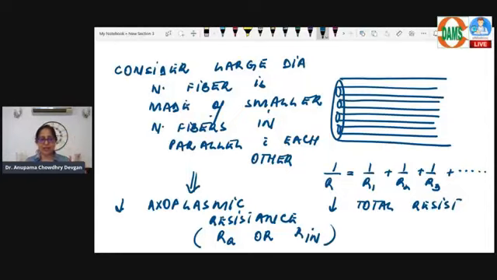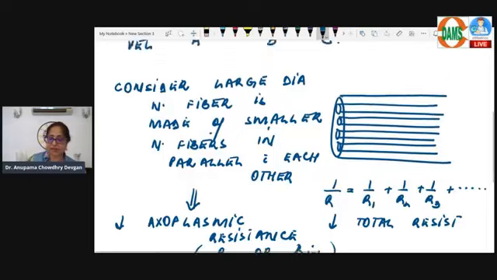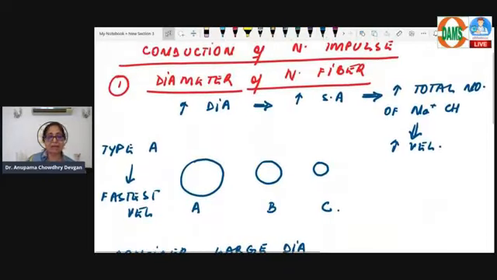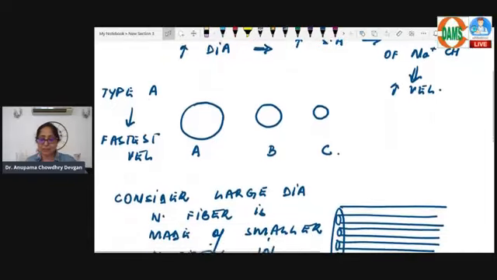So what am I discussing over here is, the first factor affecting the velocity of conduction, like I said, is diameter. Diameter of the nerve fiber is the first factor which controls the velocity. More the diameter, more the surface area, more the total number of sodium channels, faster the velocity. And I discussed with you that there are 3 types of nerve fibers, type A, type B, type C. Type A has got the largest diameter, maximum surface area, maximum total number of sodium channels, fastest velocity.